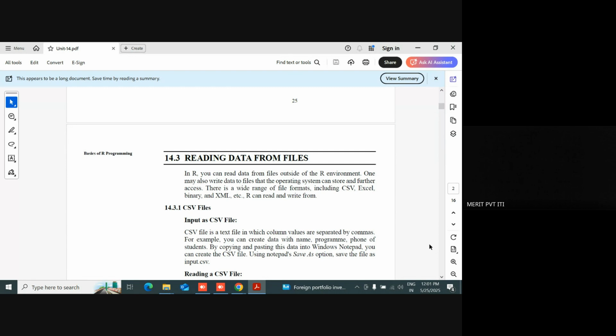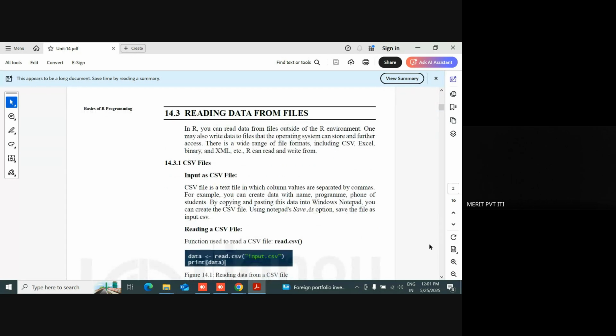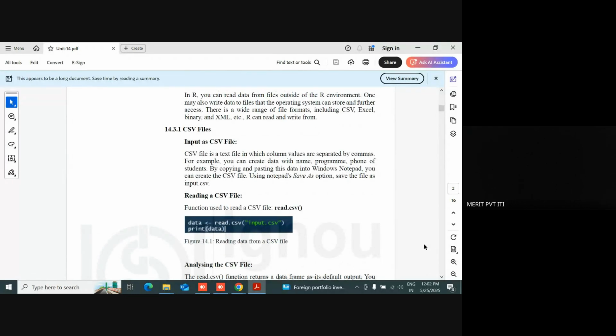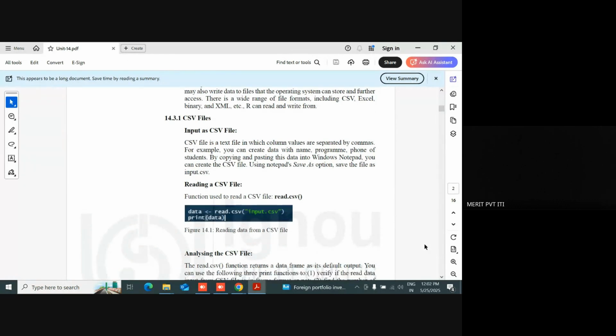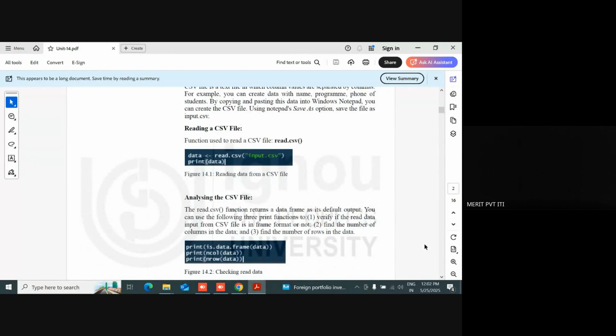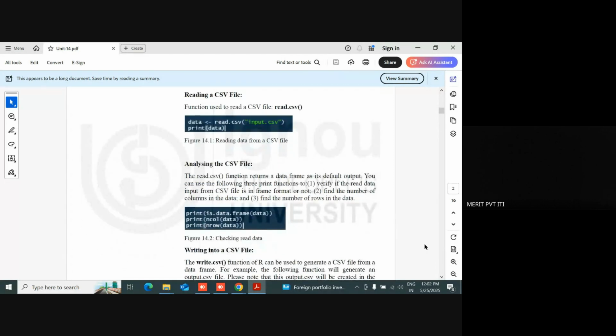A CSV file is a text file with column values separated by commas. Generally, CSV files look like this: read CSV, print data, reading data from a CSV file. Analyzing the CSV file, there is a print data frame. Simple. R programming is also as simple as Python, but it's more statistical and geared toward machine learning.